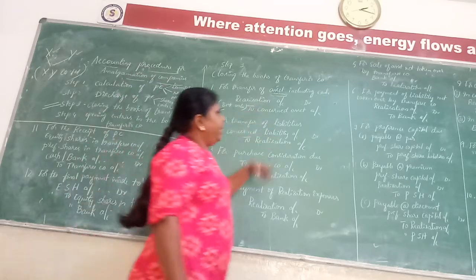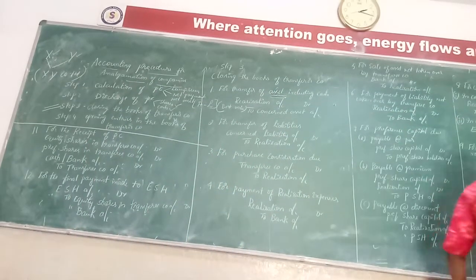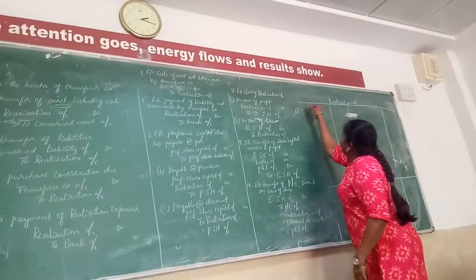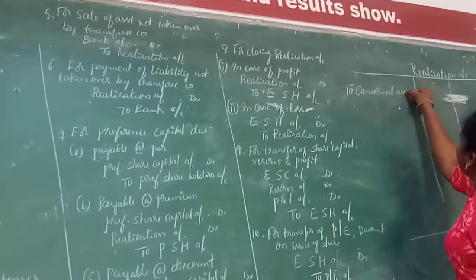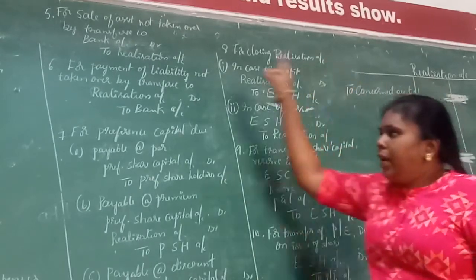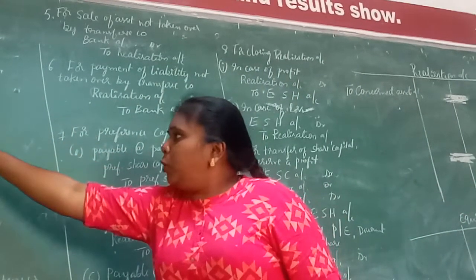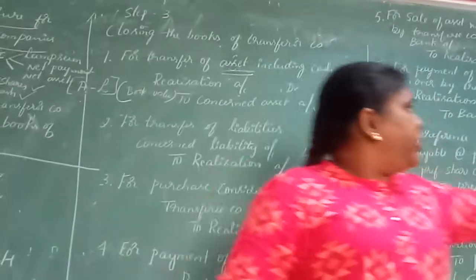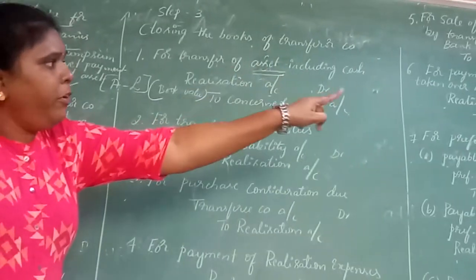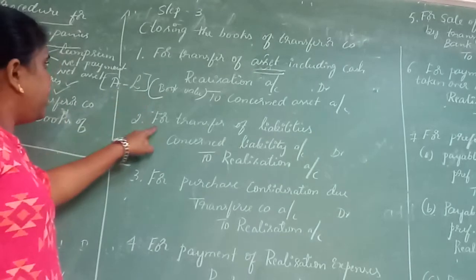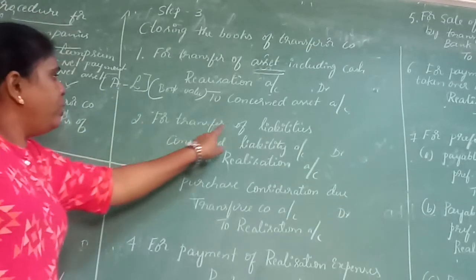In the realization account, we have to enter the concerned asset accounts. The journal entry is: Realization account debit to concerned asset. In the ledger account, we have to pass realization account debit to the concerned asset at book value. This is the first journal entry and this is the first ledger. Next, come to the second one, for transfer of liabilities.